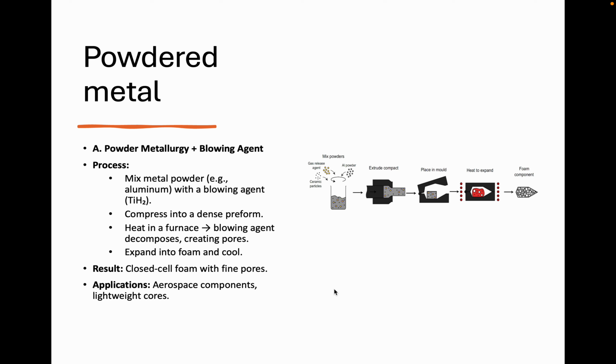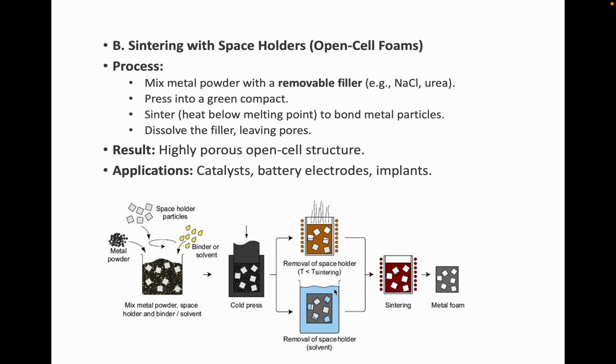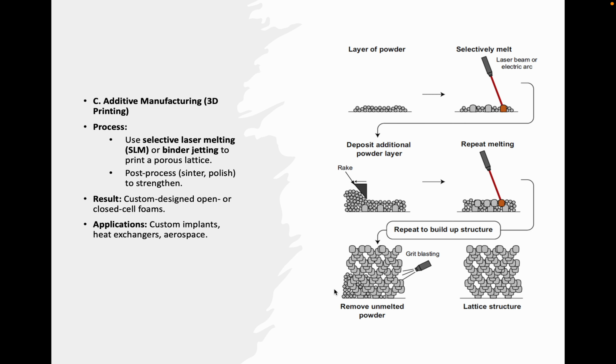Powder metallurgy and 3D printing. In the powder method, metal powder is mixed with a blowing agent or a removable filler, pressed into a shape and heated. This allows precise control over the foam structure. With additive manufacturing or 3D printing, we can directly design and build foams layer by layer, allowing complex shapes that are hard to make by traditional methods.